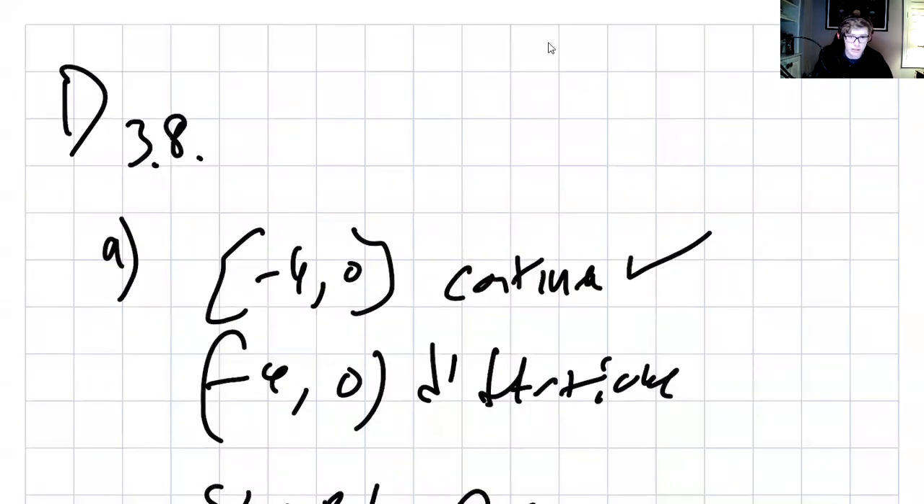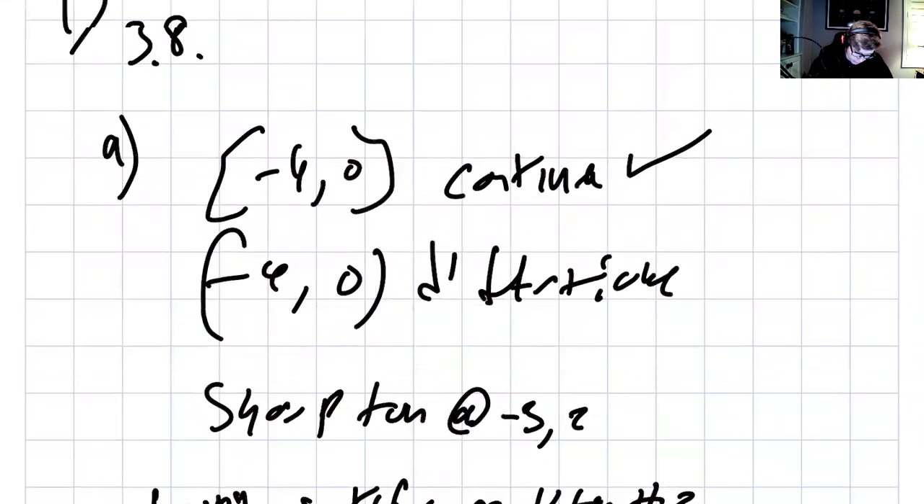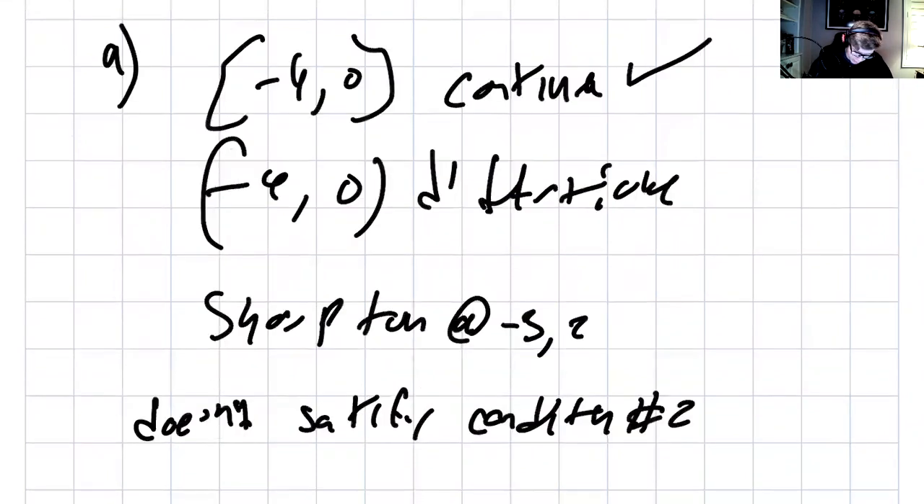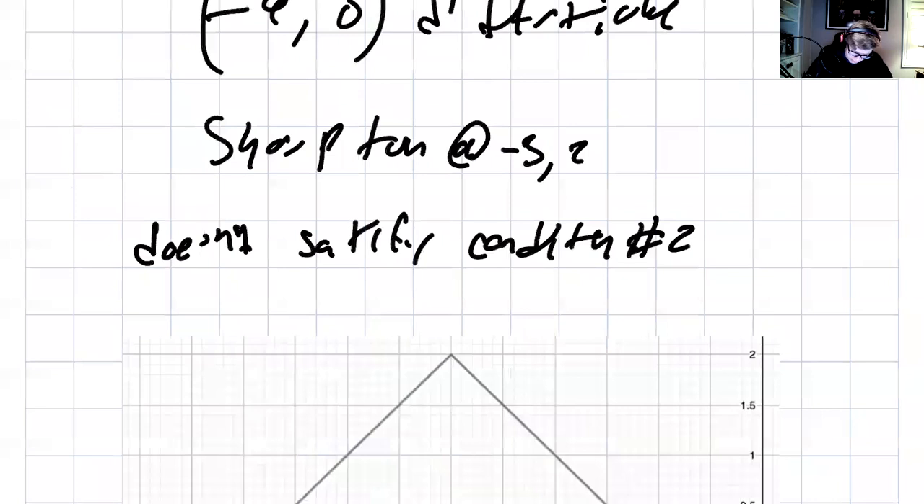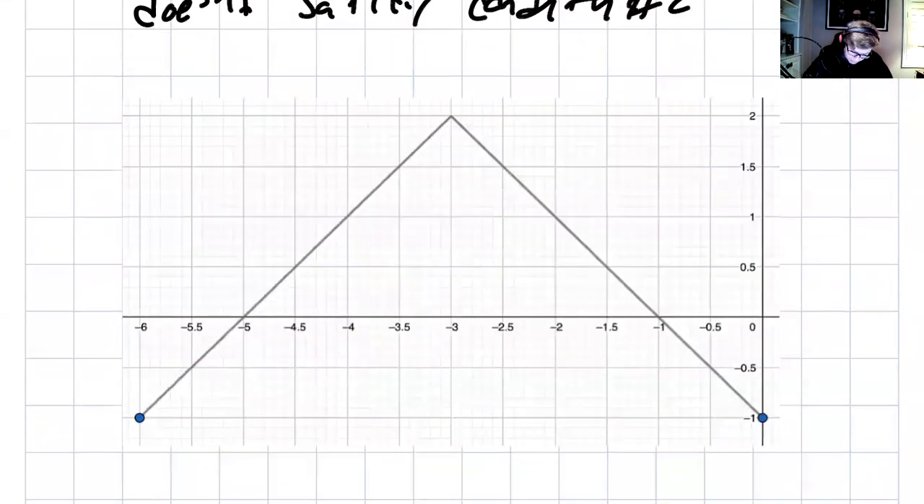So the first question asked to take a question from exam 3 that you got 100% on and redo it. So I chose exam 3, question 8. I did get part A correct, but I'll just briefly go over it. It asks where this is continuous and where it is differentiable.